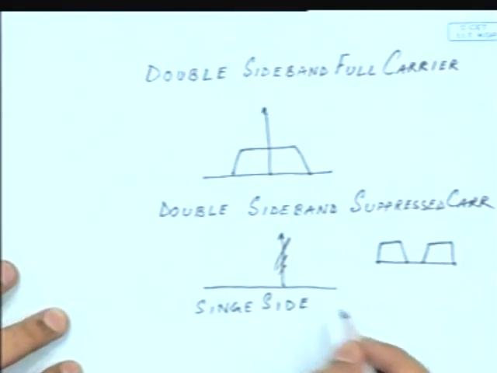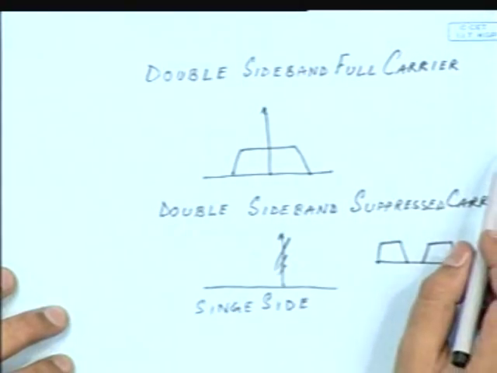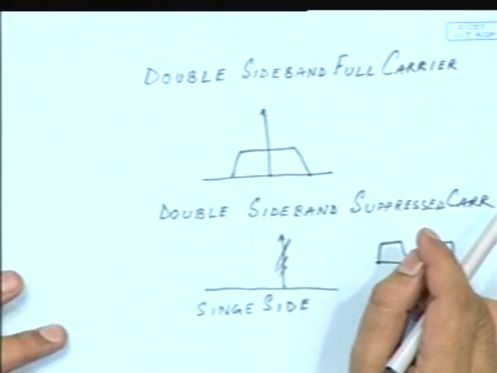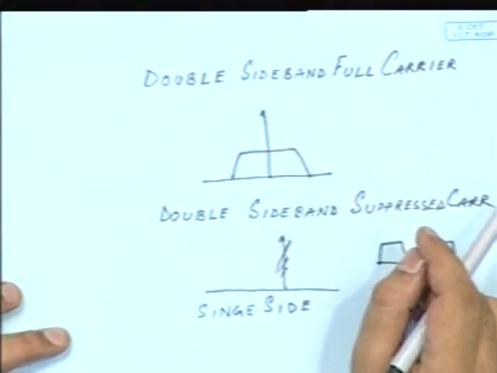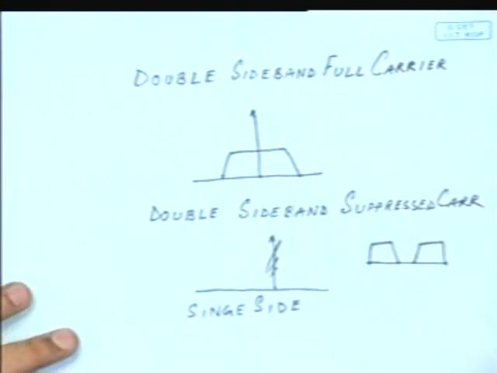Now, this is the evolutionary history. Previously, when we didn't have the technology, we used to go for double sideband full carrier. We didn't care about the bandwidth, we didn't care about the spectrum. Then, when things improved a bit, we went for double sideband suppressed carrier. Then, when things improved still further, single sideband. Now there are many ways to synthesize single sideband. It's a bit mathematical and a bit boring.